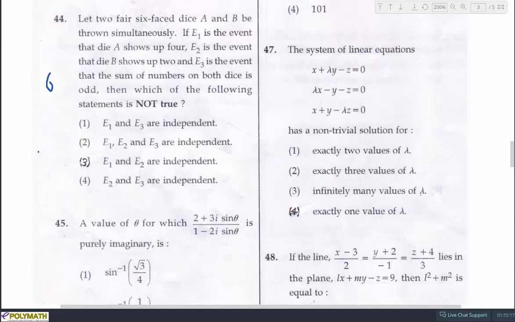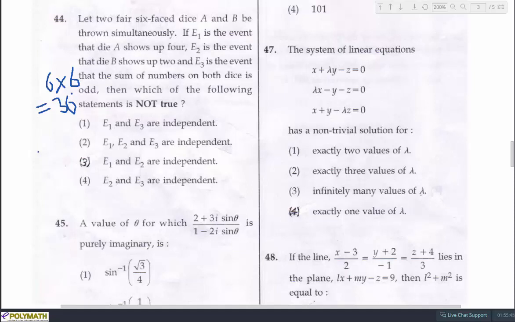Everyone knows it. There will be 6 into 6, 36 outcomes. In the 36 outcomes, you have to understand half of 36, that is 18. 18 outcomes will have their sum even, and 18 outcomes will have their sum odd.